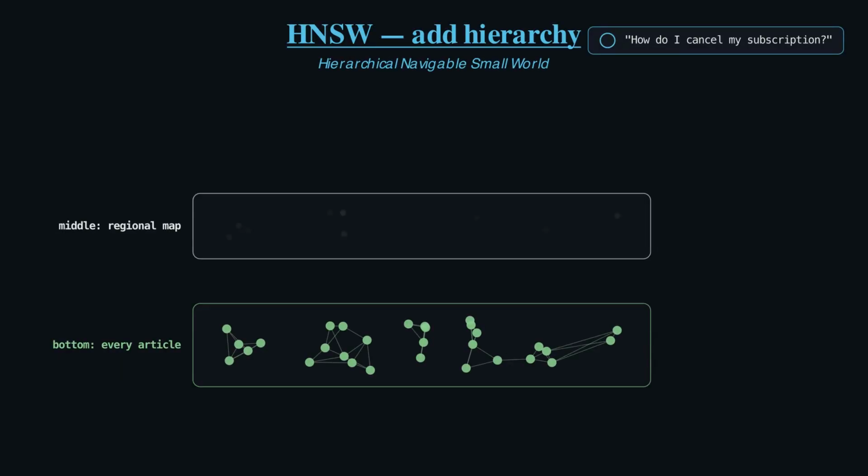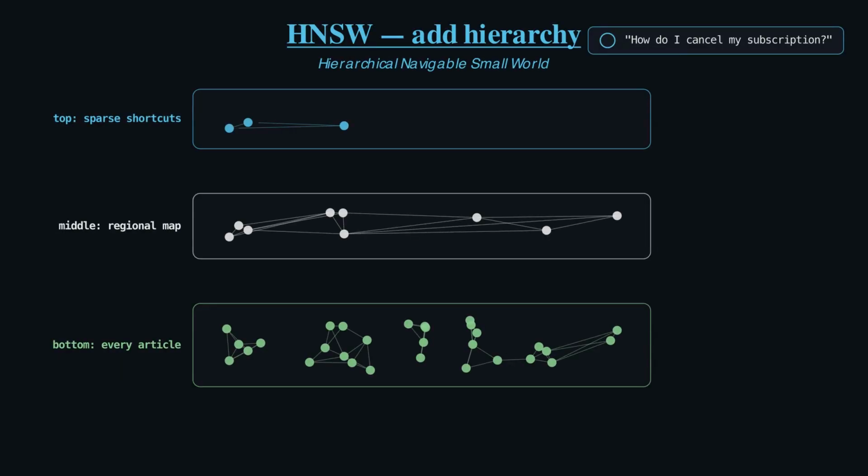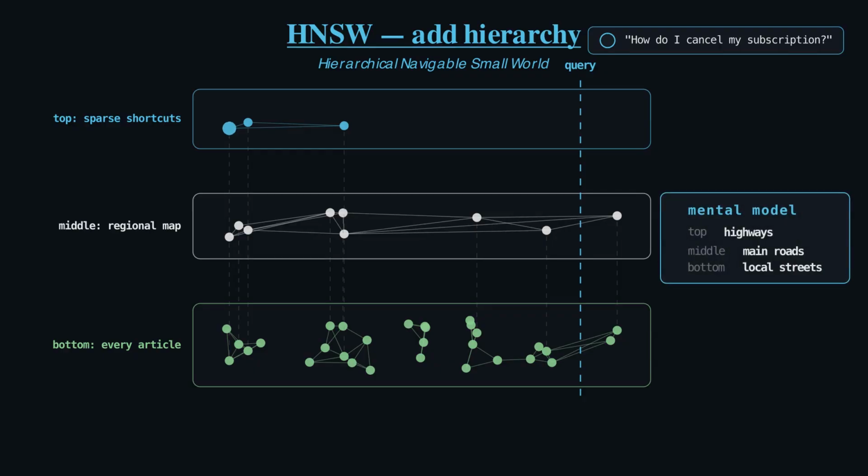HNSW adds hierarchy. The bottom layer holds every article with many local links. The higher layers hold fewer articles with longer links. The top layer is sparse, like a small map of highways across the whole help center. Search starts at the top. One hop covers a long distance. The algorithm drops down a layer and refines the position, then drops down again. Highway, main road, local street. This is the mental model basically.